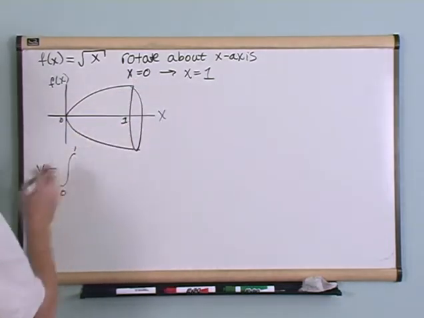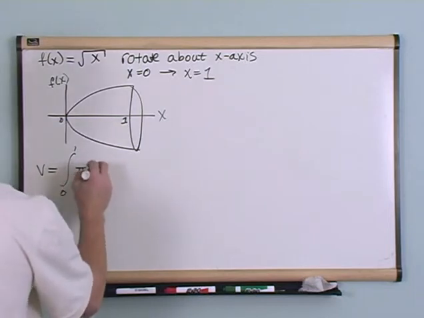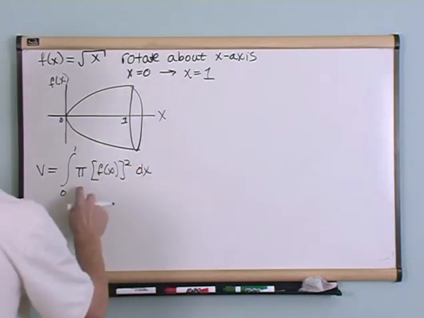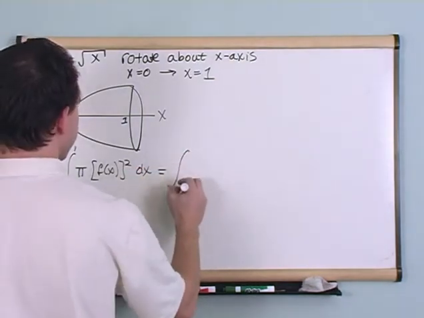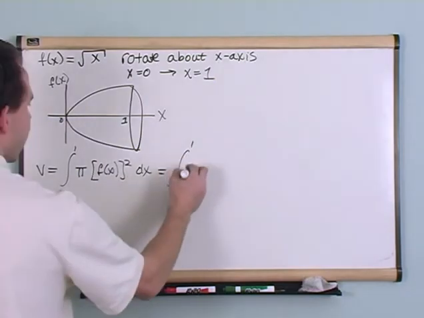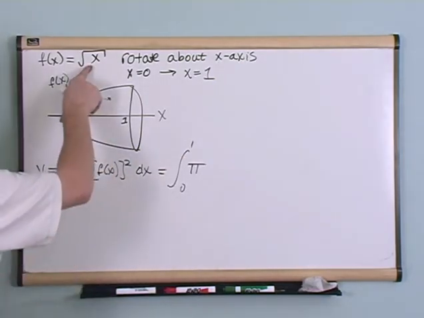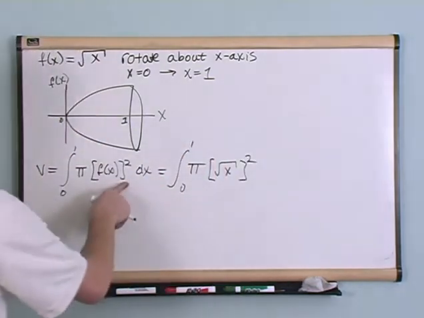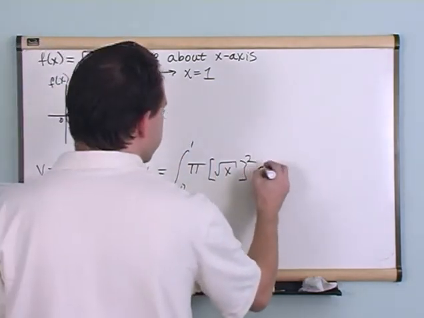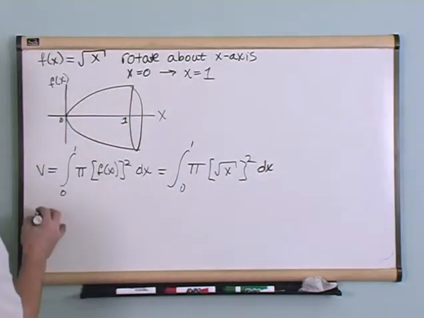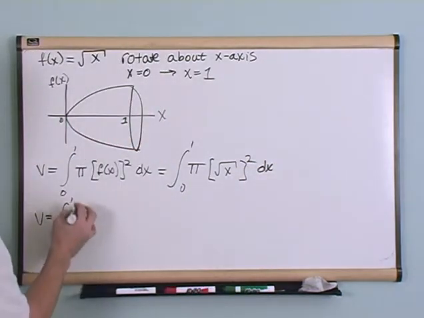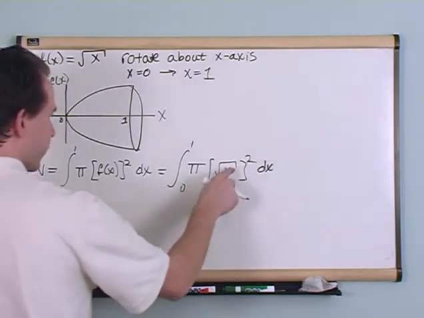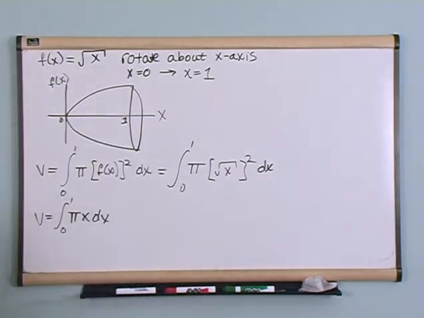So you're going to have 0 to 1 of pi times f of x squared dx, that's our formula, which is the integral from 0 to 1 times pi. F of x is this, like this, squared, because it's pi r squared, dx. Okay? And then the volume is going to be equal to integral from 0 to 1, basically, of pi x dx, because the square of a square root, they go away, they cancel each other.